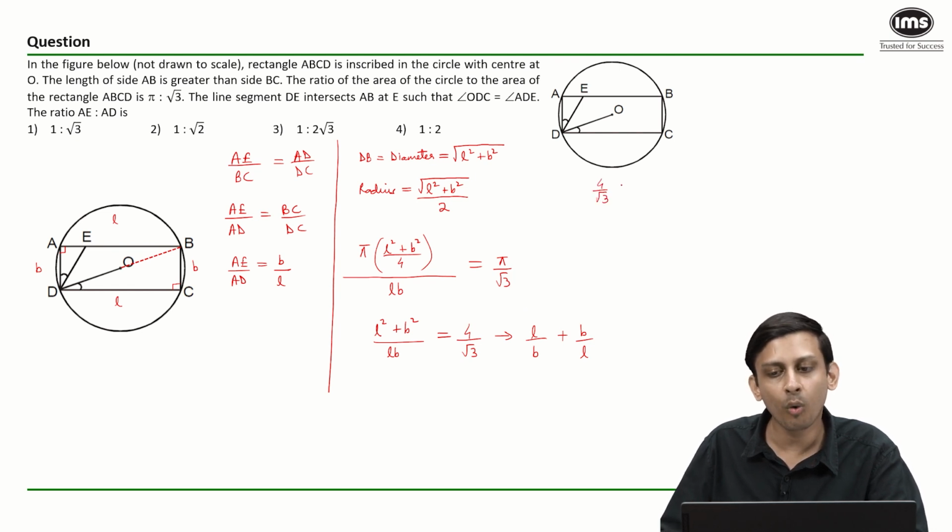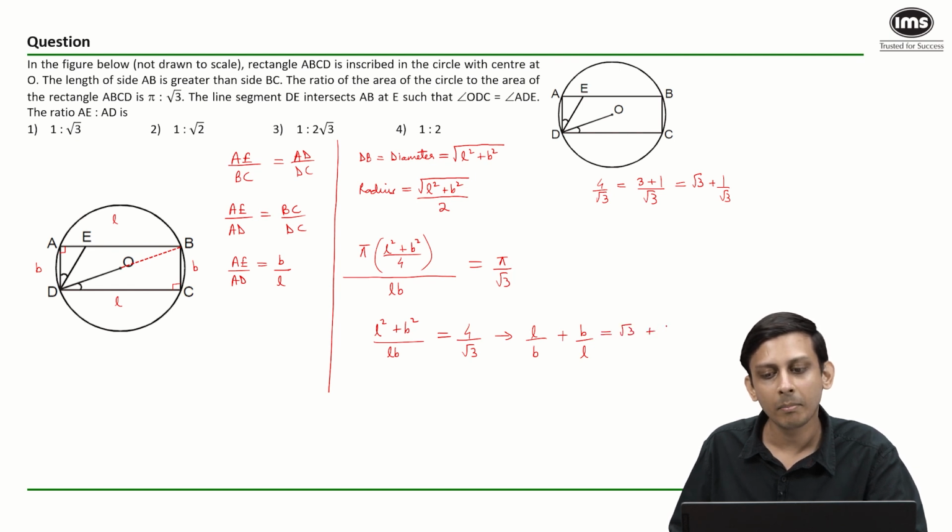See, 4 by root 3, 4 we can write as 3 plus 1, so 3 plus 1 by root 3. Now if we split it up, 3 by root 3 will be root 3, plus 1 by root 3. So 4 by root 3 will be equal to root 3 plus 1 by root 3.